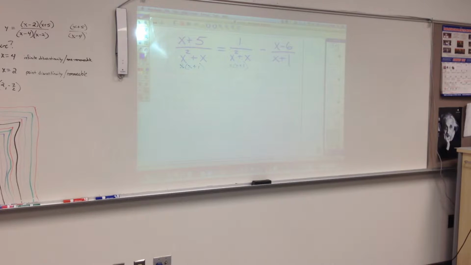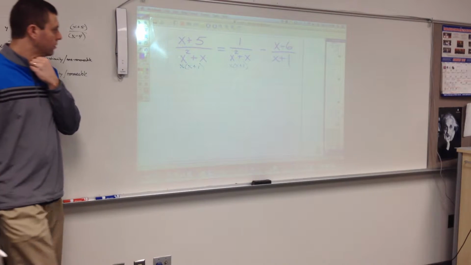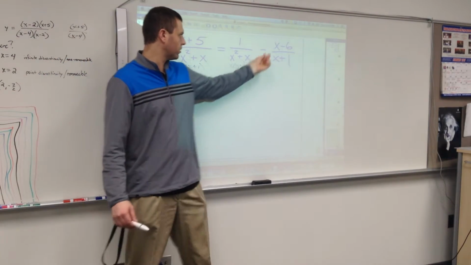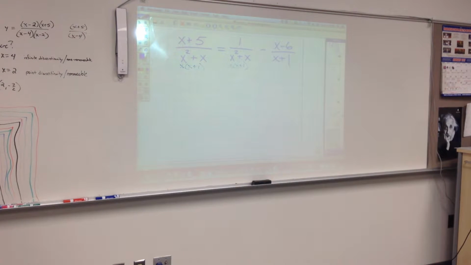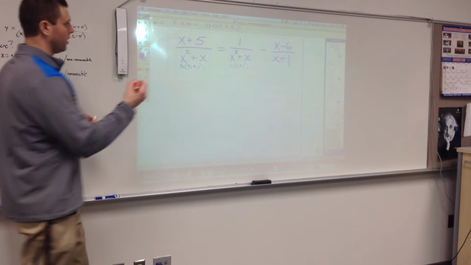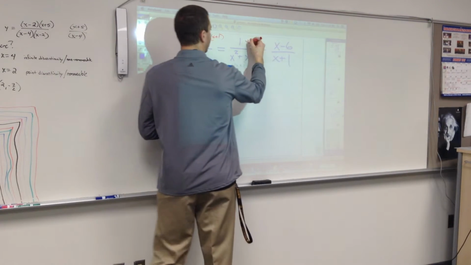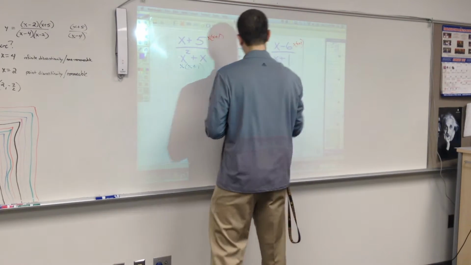What's my least common denominator? x times x plus 1, right? So this fraction already has the least common denominator in it, so does this one. All this fraction needs is to be multiplied by x if you wanted to give them all the same common denominator. Alright, so because my least common denominator is x times x plus 1, I'm just going to go ahead and multiply everything by x times x plus 1.